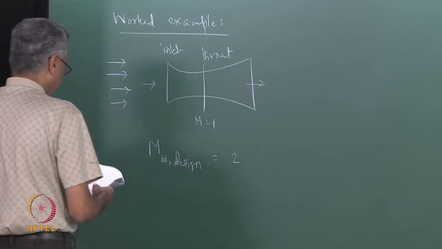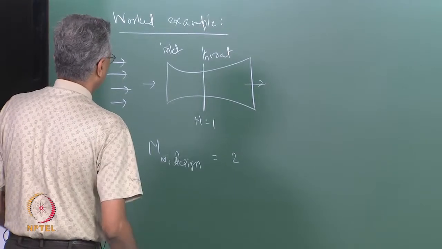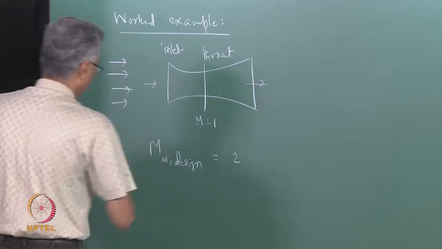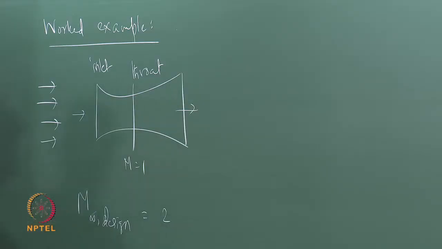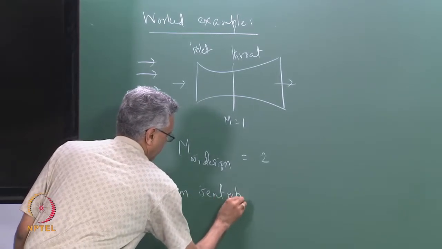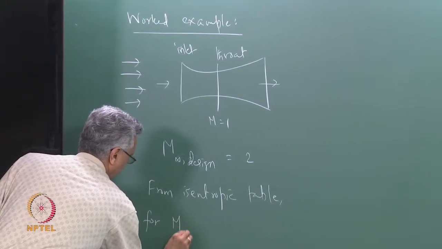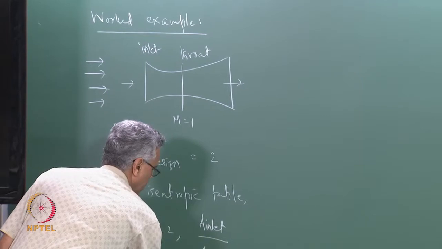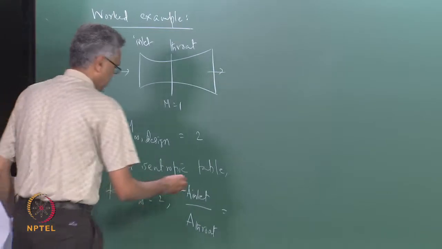We calculated the mass flow rate through the intake for design operating conditions, and we came up with the following things. It was also given that for this value of M infinity, we also obtained from isentropic tables, for M infinity equal to 2, that A inlet divided by A throat was equal to 1.6875.